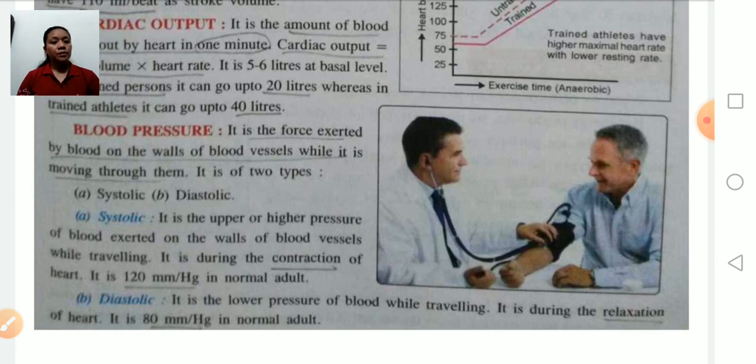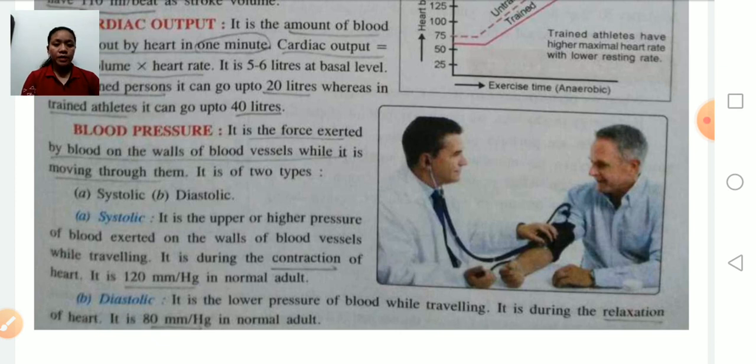There are two types of blood pressure: systolic blood pressure and diastolic blood pressure. Systolic blood pressure is the upper or highest pressure of the blood exerted on the wall of the blood vessels, the maximum pressure. It occurs during the contraction of the heart, and it is approximately 120 mmHg in a normal adult.